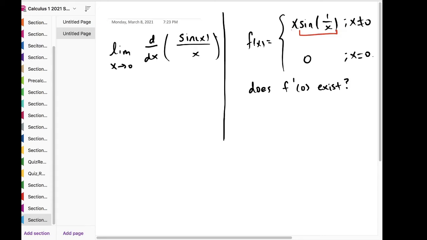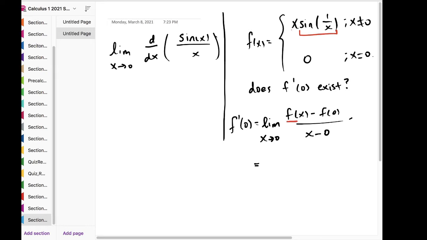Okay, so I had this homework problem asking if the derivative exists. Especially for piecewise functions, the go-to definition of the derivative would be f prime of 0 is the limit as x approaches 0 of f of x minus f of 0 over x minus 0. So, okay, what do I do? What do I do for f of x?